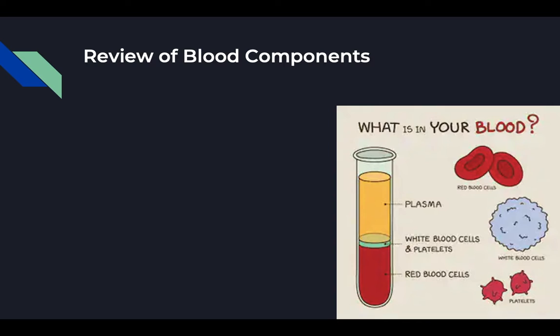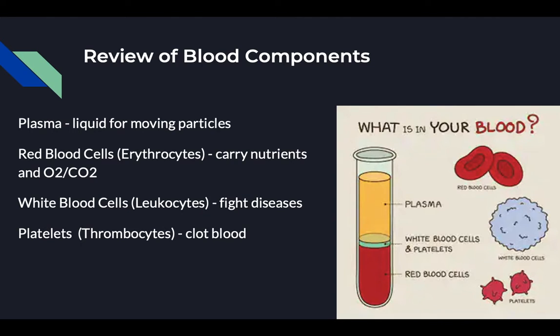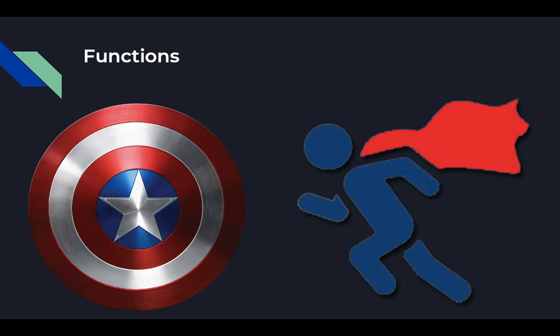We're talking about the immune system. We originally talked about components of the blood. You've got plasma, which is the liquid. Red blood cells carry nutrients, oxygen and carbon dioxide. White blood cells are our main focus because their main purpose is to fight disease. Platelets help clot blood. Plasma also plays a role in the immune system, which I will remind you of in this continued review. So, the immune system.